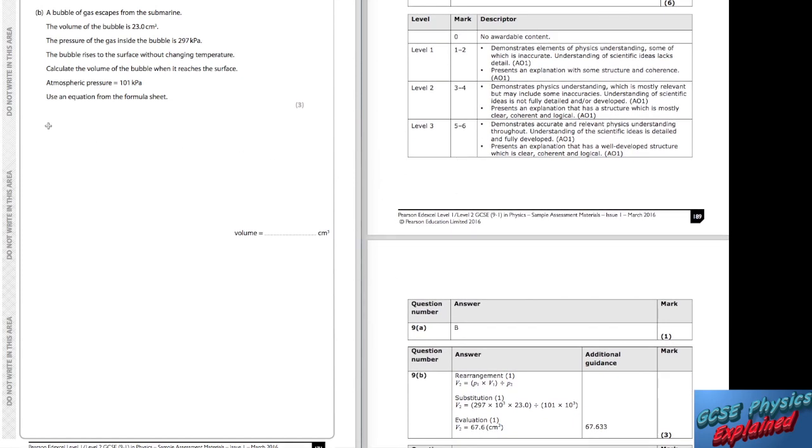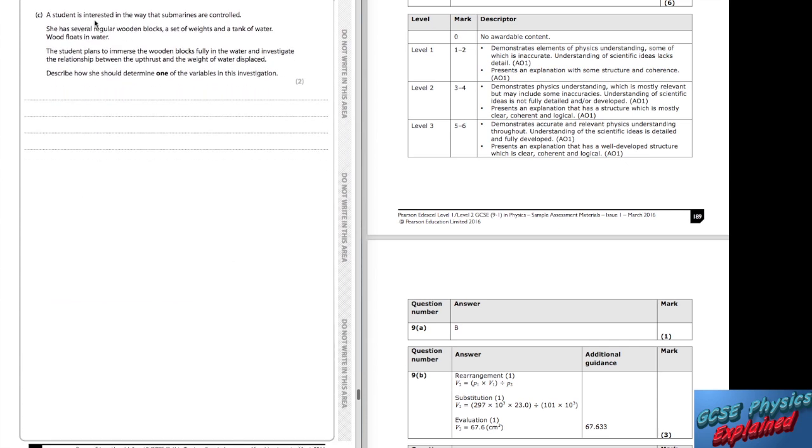So the formula that you need from the formula sheet is pressure 1 times volume 1 equals pressure 2 times volume 2. You need to rearrange that to get volume 2, so that'll be pressure 1 times volume 1 divided by pressure 2. Pop the numbers in, make sure that you remember to convert kilopascals into pascals by multiplying by 1,000, in other words putting times 10 to the 3 on the end. And your answer should come out as 67.6 centimeters cubed. That's the full answer.